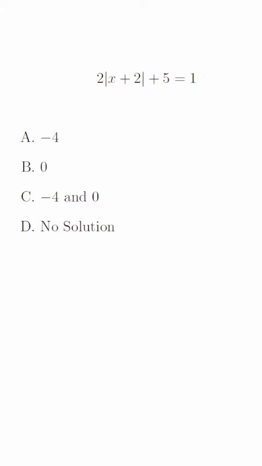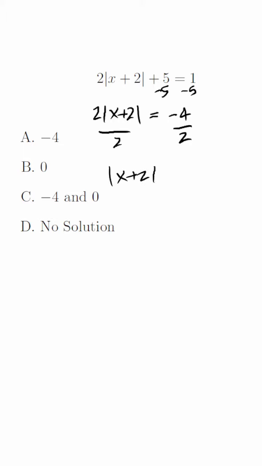Okay, so let's solve this absolute value equation. Do what we normally need to do, which is first we can subtract both sides by 5. If we do that, we should just be left with -4 on the right side. Here we can divide both sides by 2. We get the absolute value of x plus 2 is equal to -2.